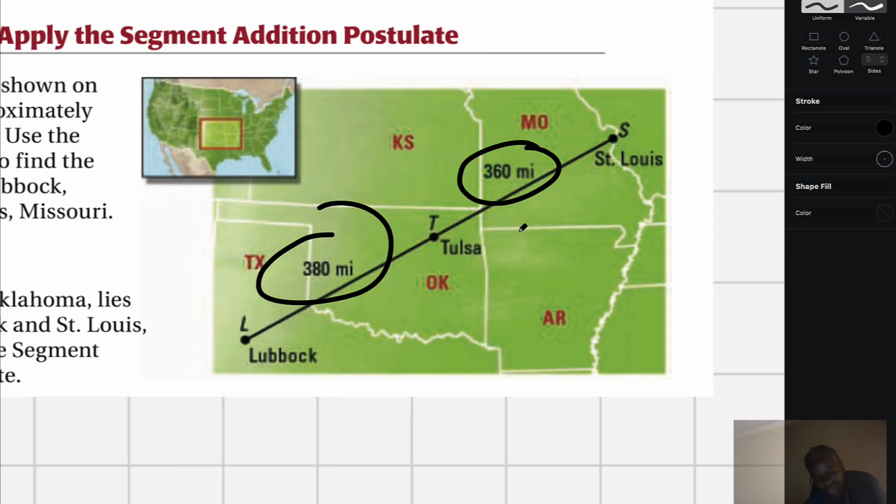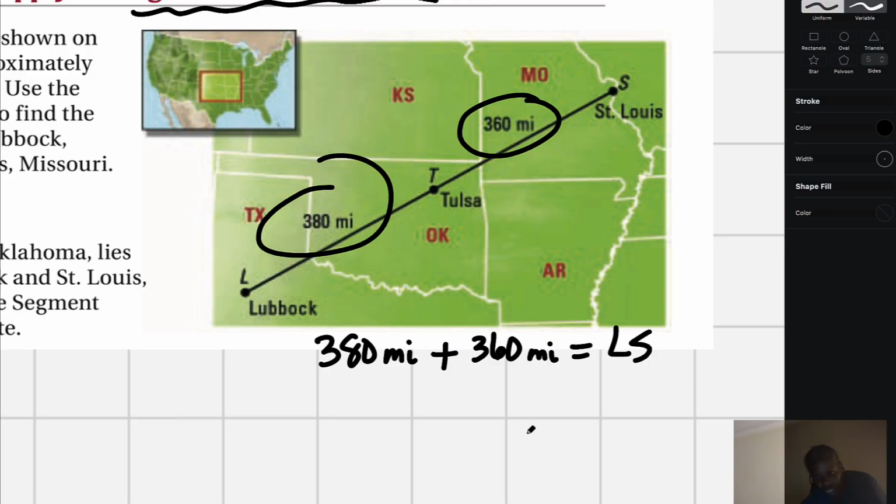What are we going to do? We're going to use the segment addition postulate, meaning this distance plus this distance would be the whole distance. So this isn't too hard for us to do. Let's go ahead and do the math. These two distances added together will give us the length of LS. So all we have to do is really add it. And when I add them together, here's what I get. 740 miles would be the distance. So LS is equal to 740, and we get that from the segment addition postulate.